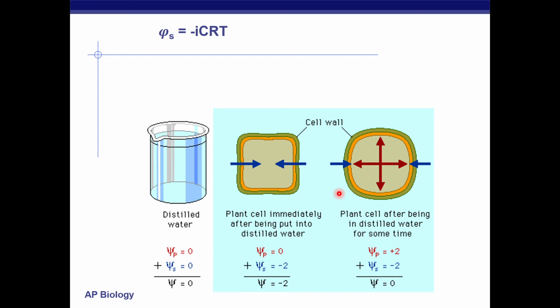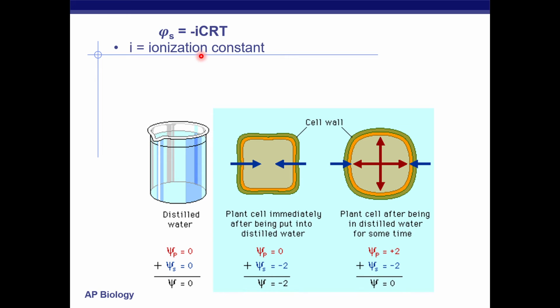So sometimes you're not given things as simply as that. Sometimes you have to find what the solute potential is. This formula for solute potential is also on your formula sheet. Solute potential equals negative ICRT. One of the biggest mistakes that students make is they leave off that negative. It's very important that you do not leave off that negative.